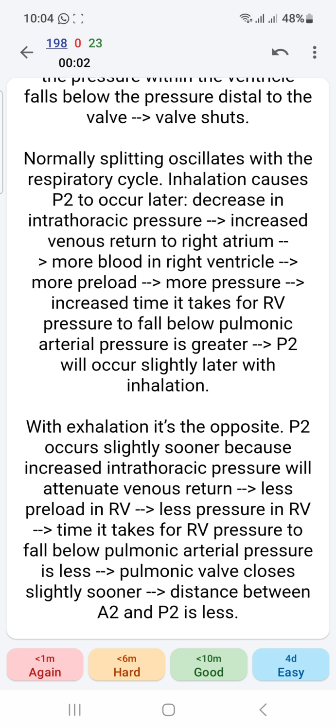Increased intrathoracic pressure will attenuate the venous return, less preload in the right ventricle, less pressure in the right ventricle. The time it takes for RV pressure to fall below pulmonic arterial pressure is less, so the pulmonic valve closes slightly sooner and the distance between A2 and P2 is less.